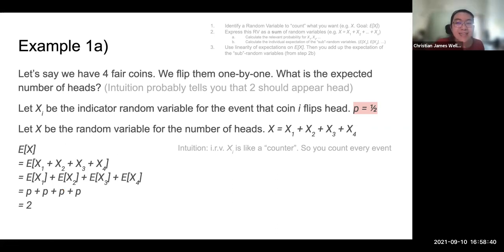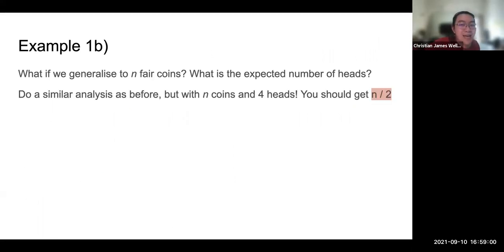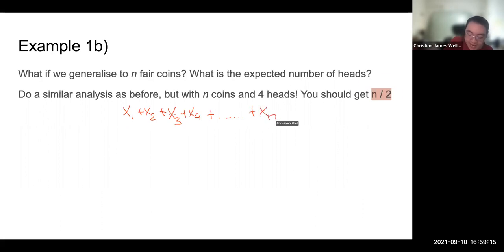Okay, so hopefully you can see this is how we can analyze the total number of hits. Again, you might feel like this is a bit overkill, right? The intuition tells you it should be 2, but this seems like a lot of work just to show it's 2. But this technique, you can generalize it further. Let's say what if I have n fair coins? Expected number of hits. The analysis is actually not that different. You can repeat the same analysis, but instead of x1 plus x2 all the way to x4, I can just write x1 plus x2 all the way to plus xn. So you should get n over 2 at the end.